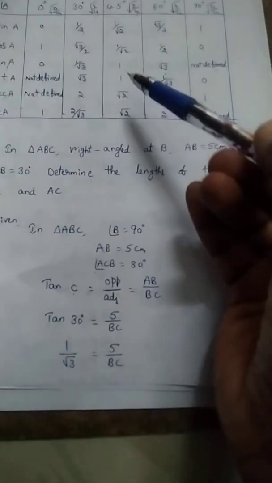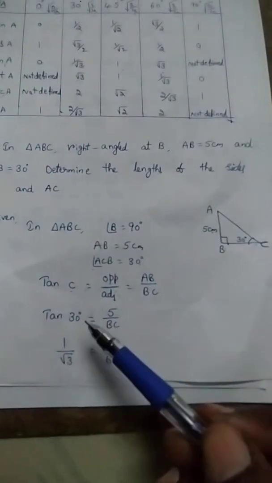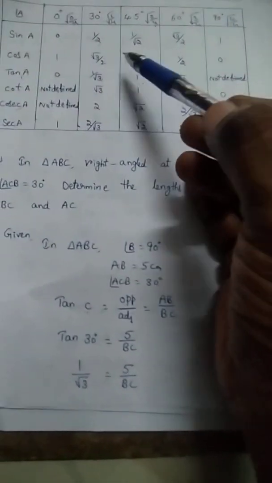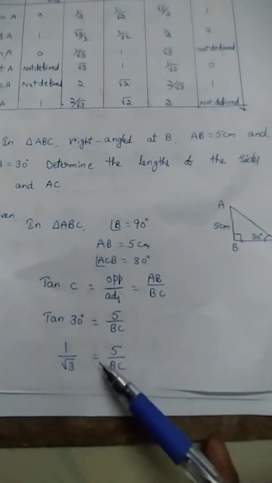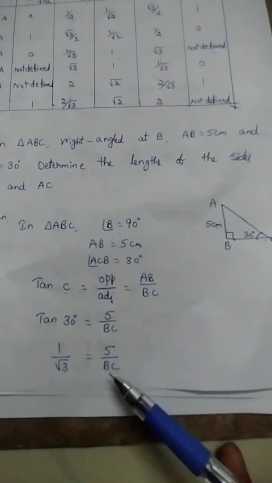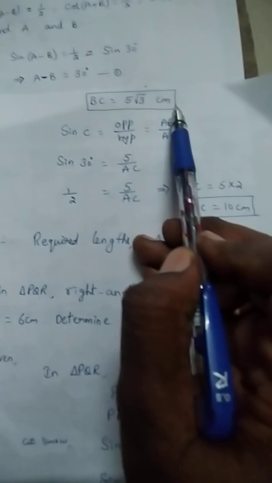Okay, you must know all these values to solve these problems. So tan 30 degrees, what is the value? It is 1 by root 3. So 1 by root 3 is equal to 5 by BC. Then by transposing the values, BC is equal to 5 root 3 centimeters.